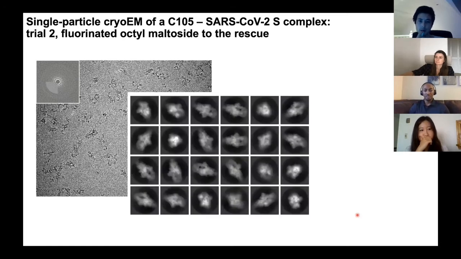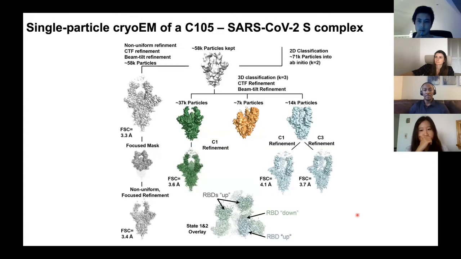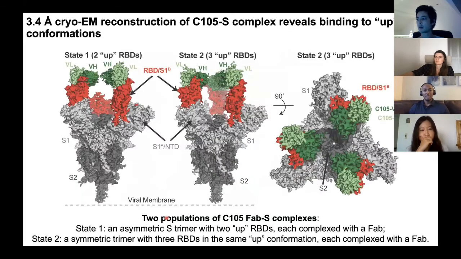And so this is just some data showing this in our initial structure, which we were able to refine to 3.4 angstroms overall resolution. And what we see in the structure is that we had potentially 2 different states that we could tease out from the different populations of particles. One being this antibody, now C105, targeting 2 up RBDs, and then a state in which you had all 3 RBDs in this up conformation being bound by the antibody C105.